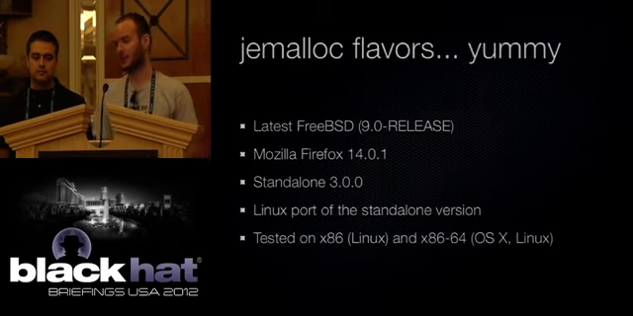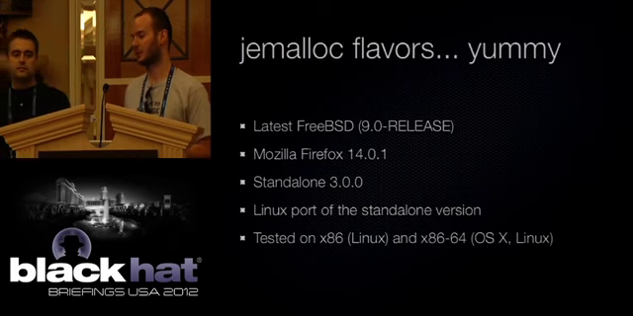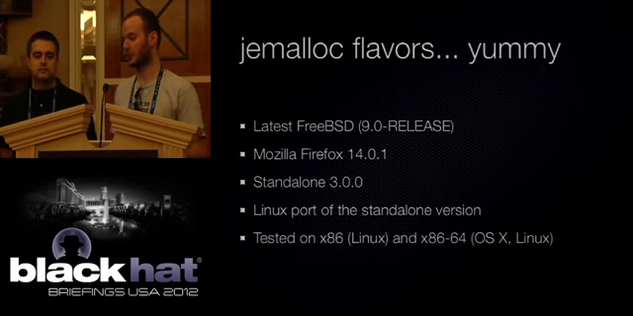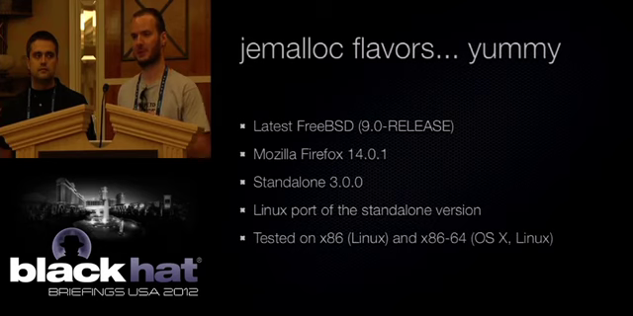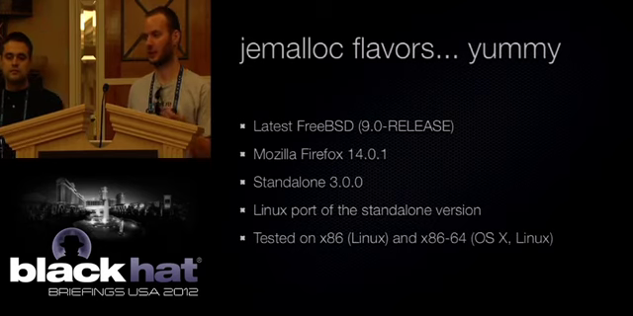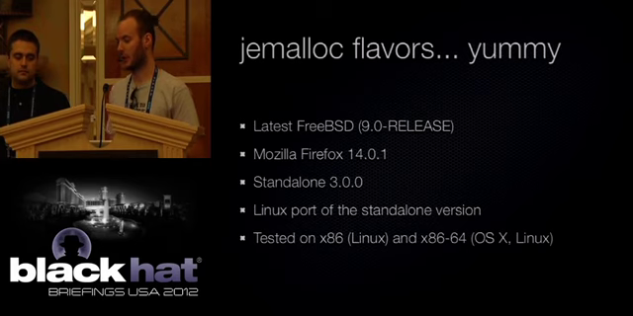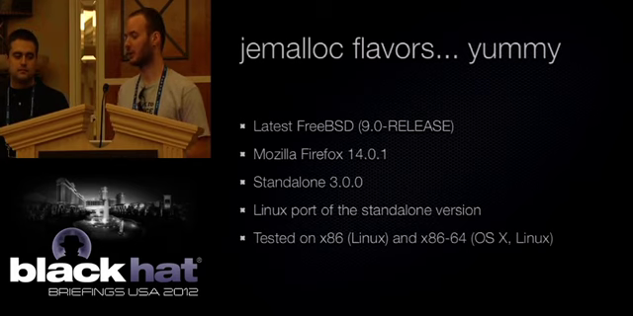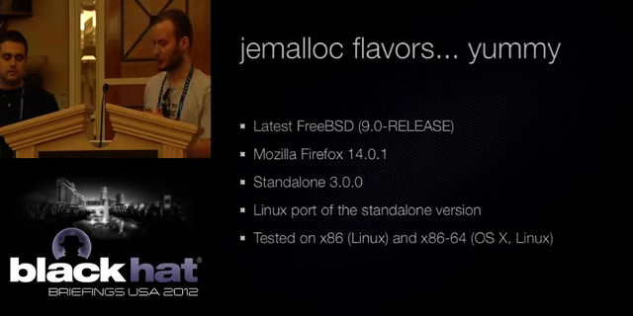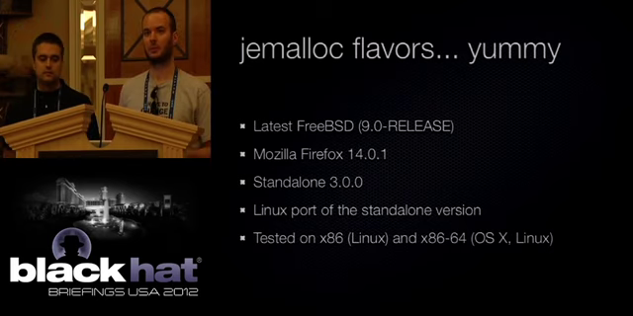So this is a list of the Jemalloc variants that we had a look at. The latest FreeBSD and the Mozilla Firefox variant are pretty much the same. You can tell that by looking at their source code. The standalone version and the Linux port are also very similar. Our experiments were performed on 32-bit and 64-bit architectures and mostly on Linux, OS X, and FreeBSD.